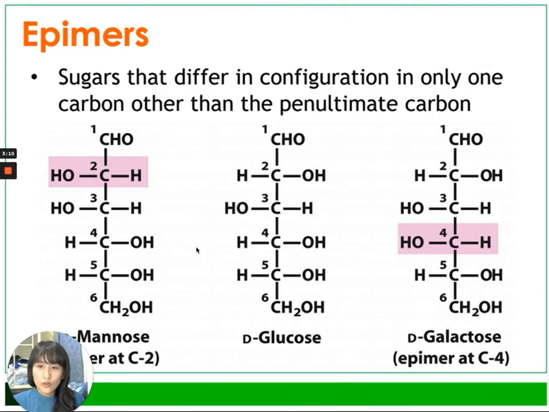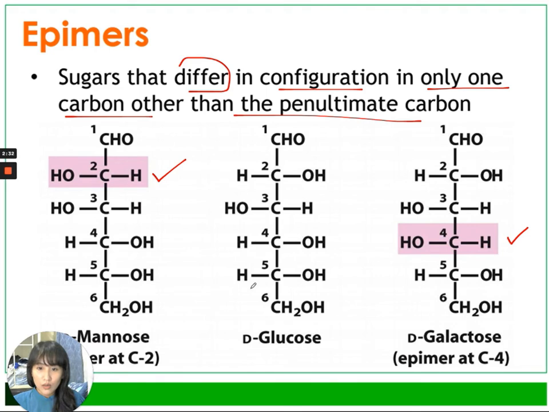So now we go to the definition of epimers. Epimers are sugars that differ in configuration in only one carbon other than the penultimate carbon. You can see here some examples. We have here D-mannose, D-glucose, and D-galactose. As you can see, there are differences in the configuration of only one carbon other than the penultimate carbon.